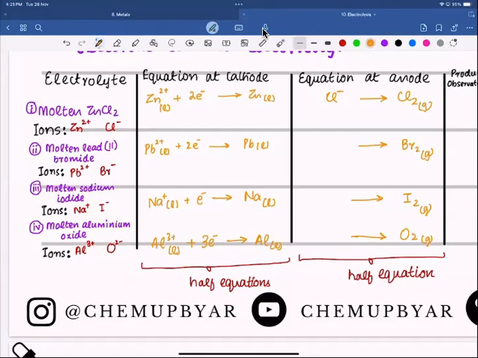One more. But here, how many chlorine atoms are present? Two. So it means we are going to use 2 chloride ions, and 1 chloride ion is going to lose how many electrons? 1. So if there are 2 chloride ions, then how many electrons are going to be lost? 2. So we will write 2e negative over here.